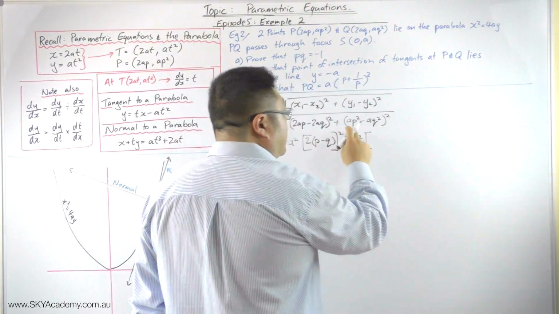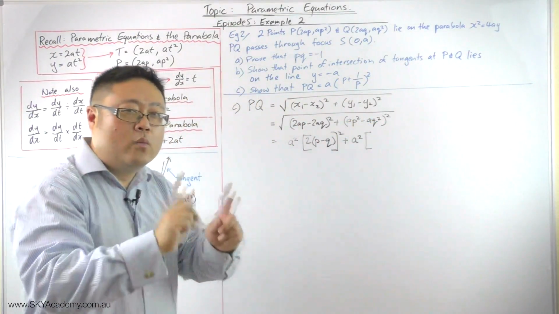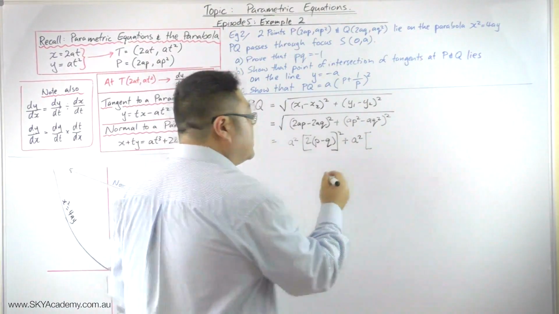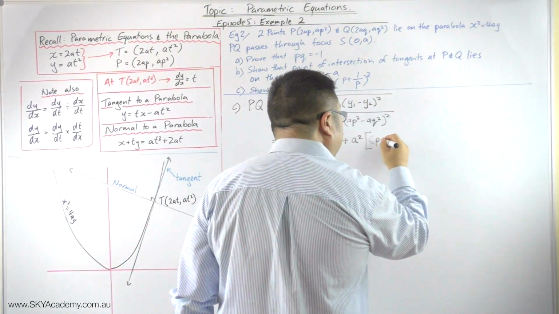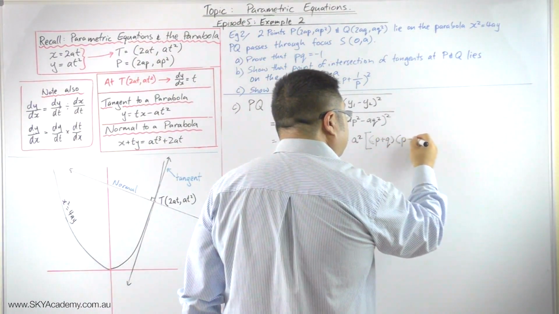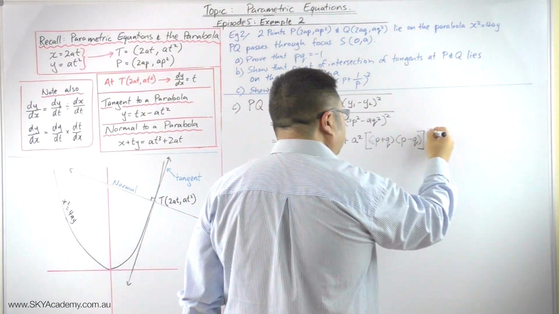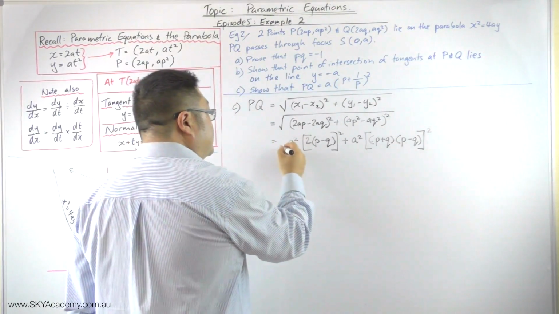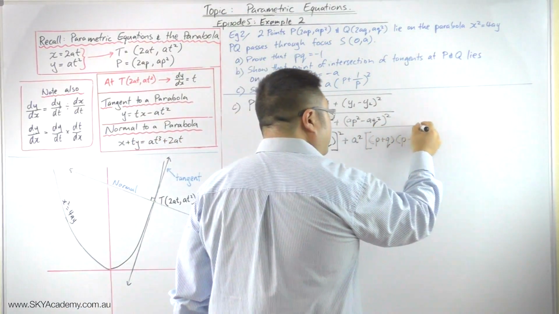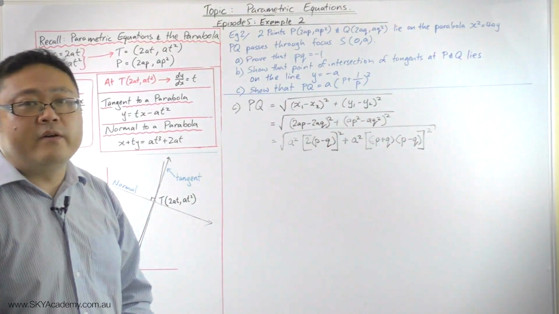And then we're left with P squared minus Q squared, which is the difference of two squares. So I'm going to turn that into a sum by difference: P plus Q, P minus Q, and then in big brackets, all squared. Now all of this is under a square root sign. So we're going to do that, all right?